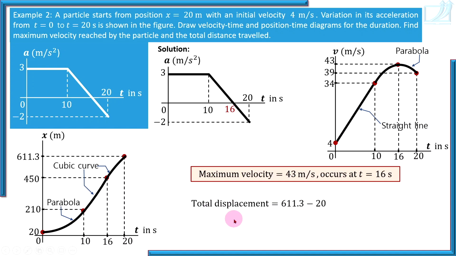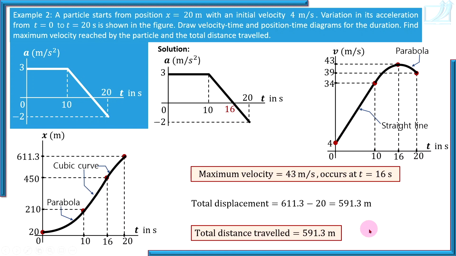So total displacement is equal to final position minus initial position. Don't forget, final position is at t equal to 20, initial position at t equal to 0. So at t equal to 20, position is 611.3, and at t equal to 0, position is 20. So that is change in position. So it is 591.3 meters, that is total displacement. And since particle does not change its direction of motion, check, throughout the motion velocity is positive, means particle is moving in positive direction. So distance traveled is 591.3 meters. So this is how we have answered it properly.